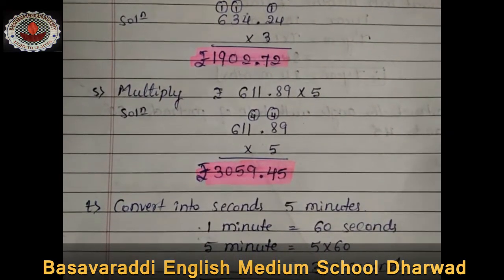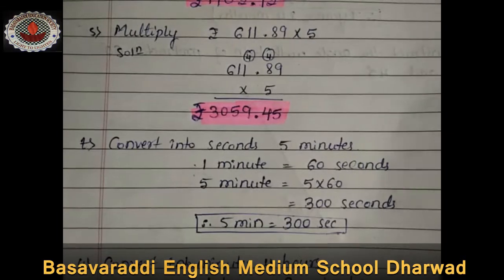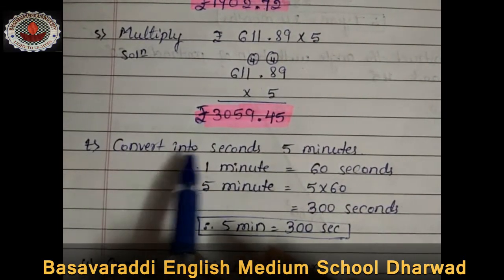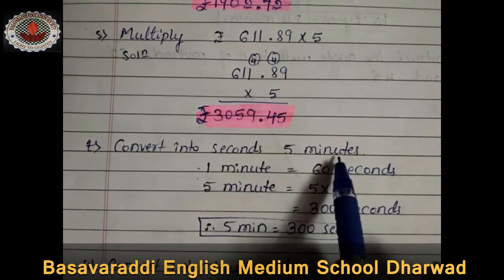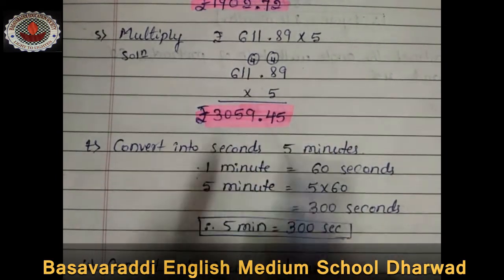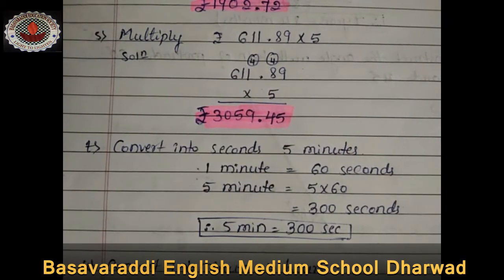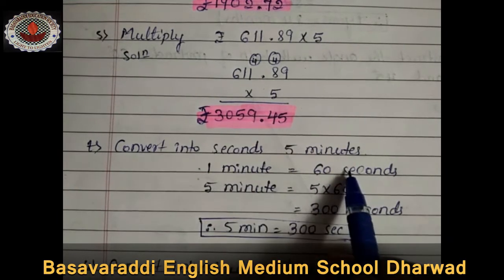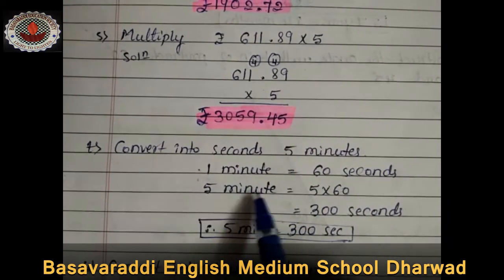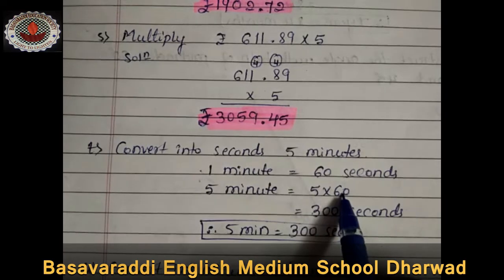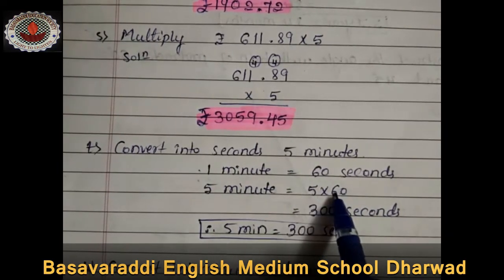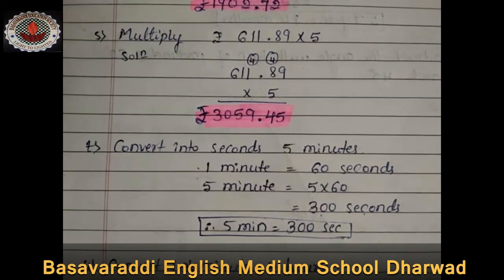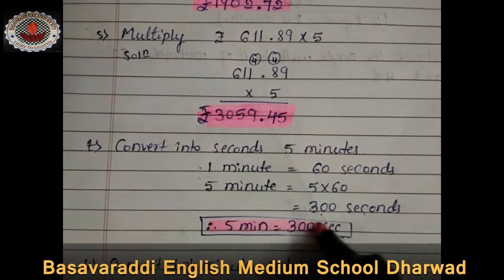Next, the T question, convert into seconds. The question is 5 minutes. So we have to convert minutes into seconds. The standard unit is 1 minute is equal to 60 seconds. So 5 minutes is equal to 5 into 60. So 5 into 60 is 300 seconds. So 5 minutes is equal to 300 seconds.